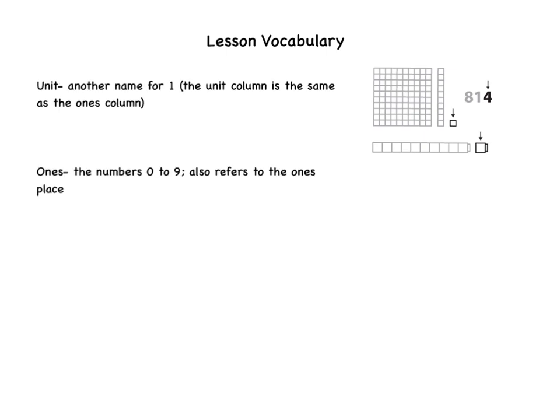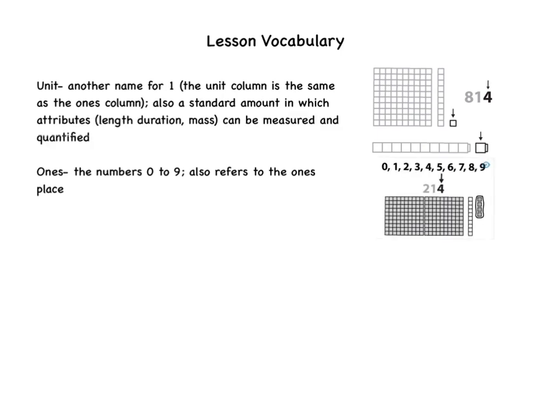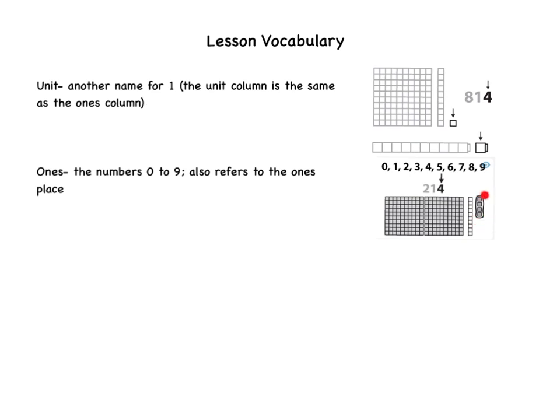Next, we have ones. The numbers 0 to 9 also refer to the ones place. We can see the ones in our picture right here, 0 through 9. This is our ones, which are made of units. We can also see how there are 4 ones, and this is represented by a 4 in our ones place value.